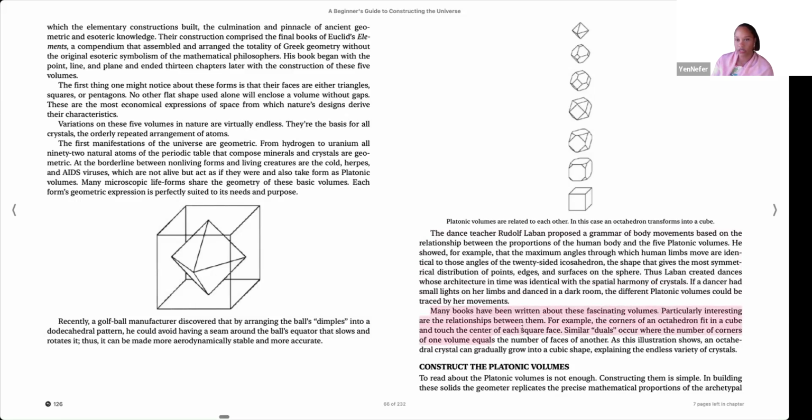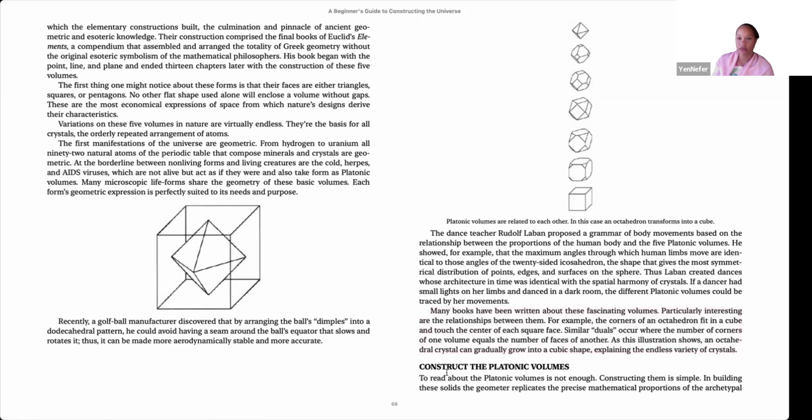Particularly interesting are the relationships between them. For example, the corners of an octahedron fit in a cube and touch the center of each square face. Similar duals occur where the number of corners of one volume equals the number of faces of another. As this illustration shows, an octahedral crystal can gradually grow into a cubic shape, explaining the endless varieties of crystals.